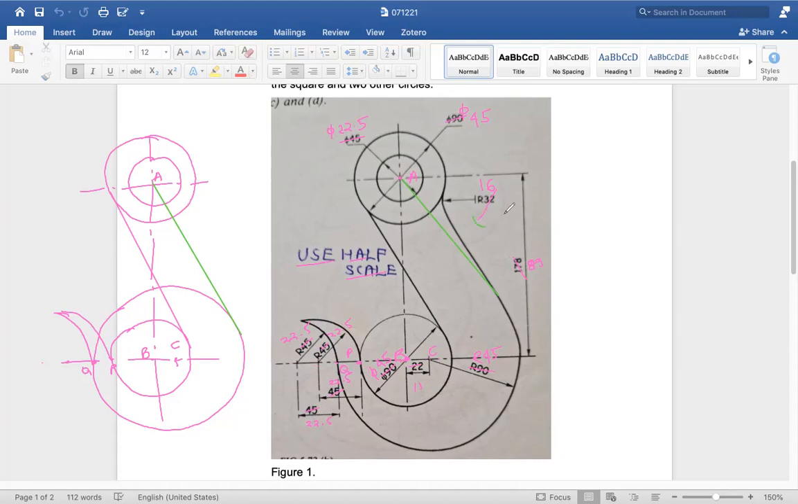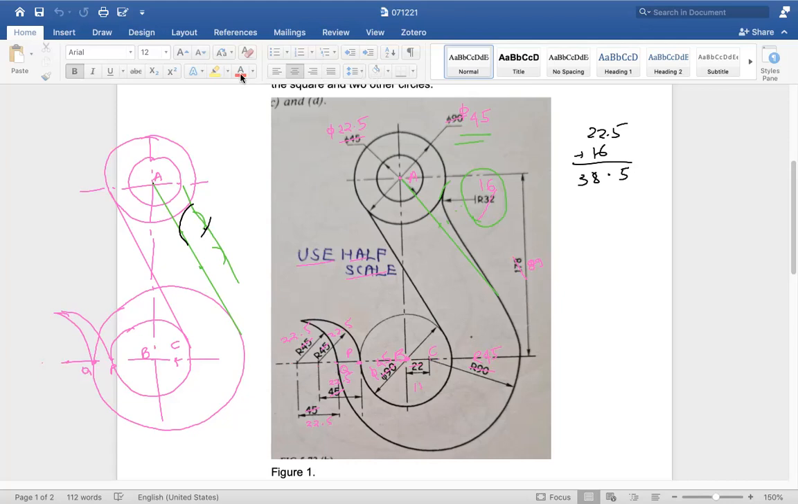Now, how will you draw this radius 16? Radius 16 is external to this. So from this line, I will draw arc 16, and I will draw a parallel line. And this radius 16 is merging with this circle of diameter 42.5. So the radius is 22.5 plus 16, so it is 38.5. So from A, I will cut 38.5. Wherever it cuts, from there I will draw this curve.